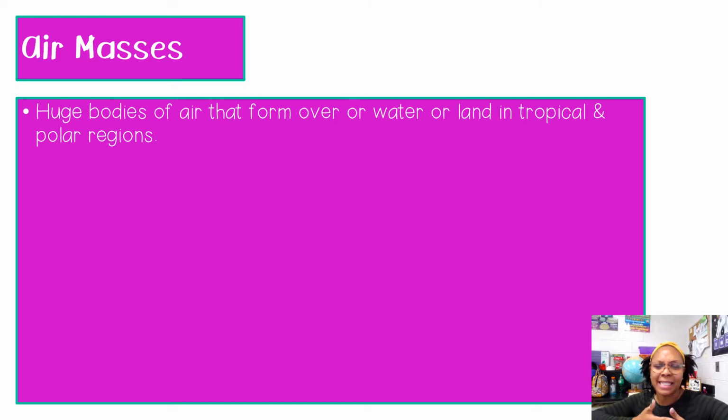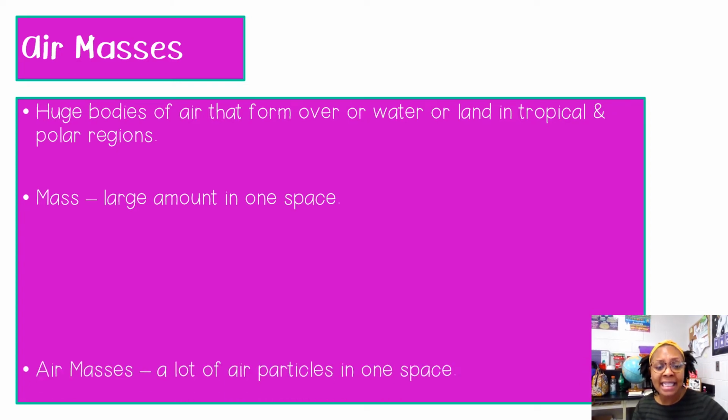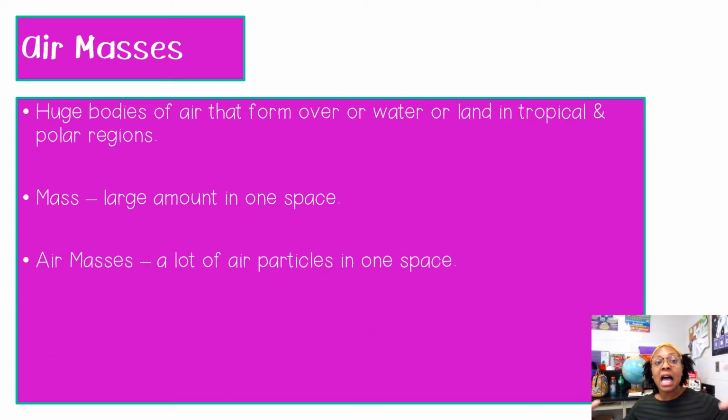random. I don't know what made me think of zebra. But if I were to say there were a mass amount of zebra in my classroom, that means there is a lot. If I were to say there were a massive amount of people standing in New York City, that means it's a lot. So air masses are huge bodies of air that form over water or land. That's key. They either form over water or land in the tropical and polar regions. All right. So mass, like I said, it's a large amount in one space. All right, and an air mass is a lot of those air particles in one space.